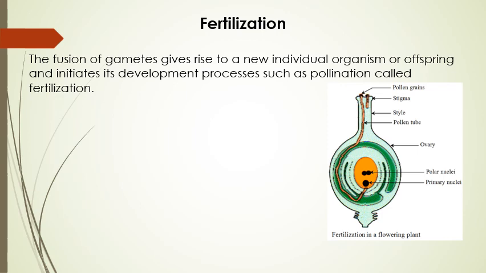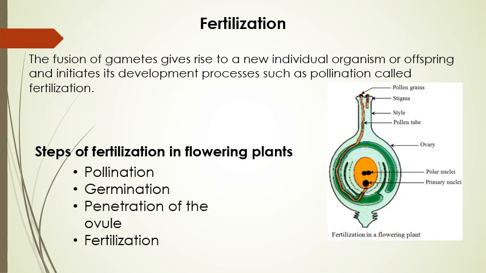The answer is very straightforward: fertilization is important for both animals as well as plants. It is also possible in angiosperms and gymnosperms, and it happens in four basic steps. The four steps are pollination, germination, penetration of the ovule, and fertilization. In the pollination step, as you can see in the right hand side diagram, the male gamete, carried by any pollinating agent, is deposited onto the plant stigma, which is a part of the pistil.